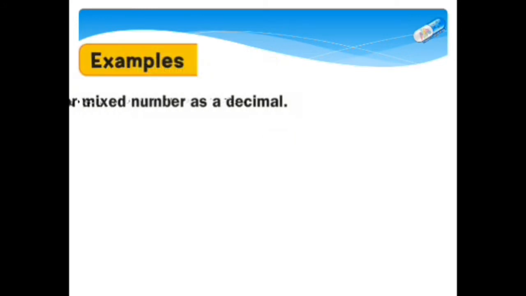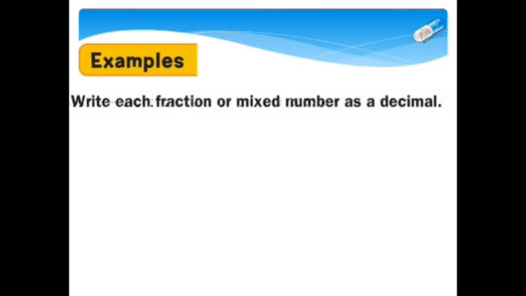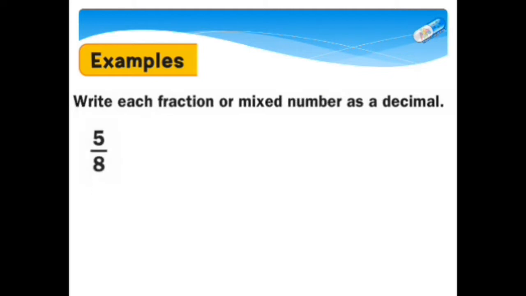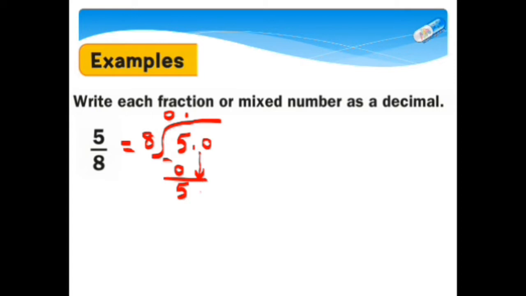Examples. Write each fraction or mixed number as a decimal. Okay, so how do we write 5/8? So we said that to write a fraction as a decimal, we divide 5 by 8. 5 divided by 8 is 0. 0 times 8, 0. Subtract 5. Now put a decimal point here with 0, and of course put a decimal point up here. Bring down the 0. 50 divided by 8 equals 6. 6 times 8 is 48. Subtract 2. Another 0. Bring it down.